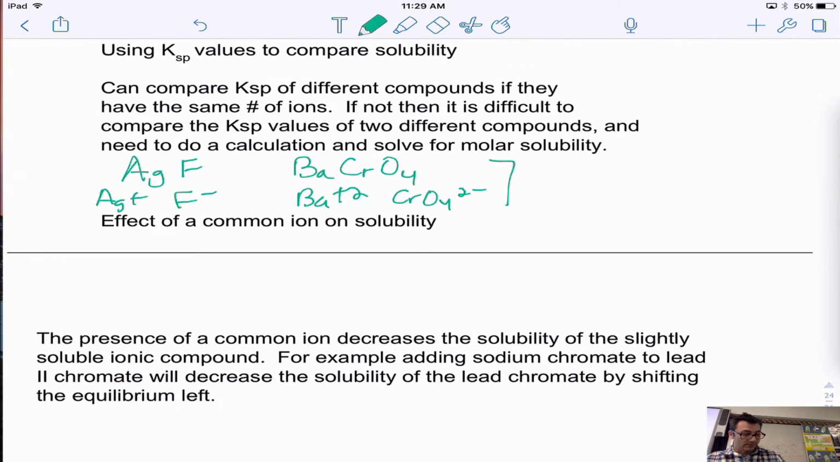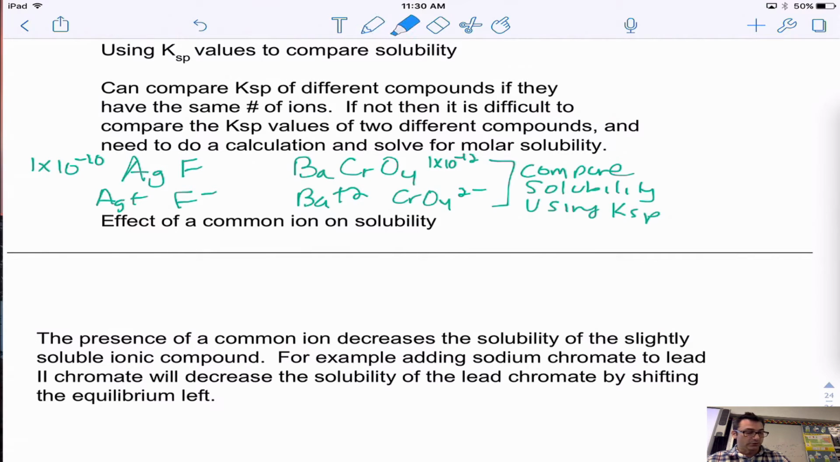When they both form the same amount of ions, we can compare the solubility of these ions using KSP directly. So I can look at the KSP of both of them and determine which one's more soluble. Let's say AgF's KSP was 1 times 10 to the negative 10th, and let's say BaCrO4's KSP was 1 times 10 to the negative 12th. And I could say what's more soluble? Well, AgF has a larger KSP, and so AgF would be more soluble. And I can do this because their KSP expressions are the same. They both produce two ions.